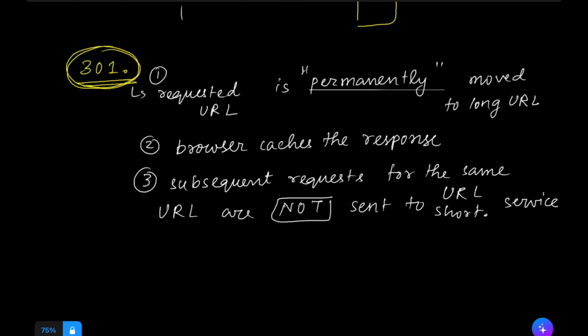So whenever we get a 301 status code, it means the requested URL is permanently moved to the long URL. Our browser caches the response, and for subsequent requests for the same URL, like if we click on the tiny URL, it is not sent to the shortening service. Since it is present in the cache, it gets the long URL and the client is able to connect to the actual application.